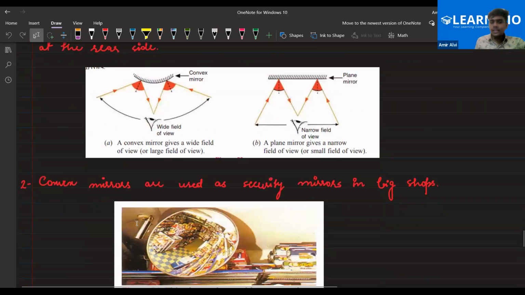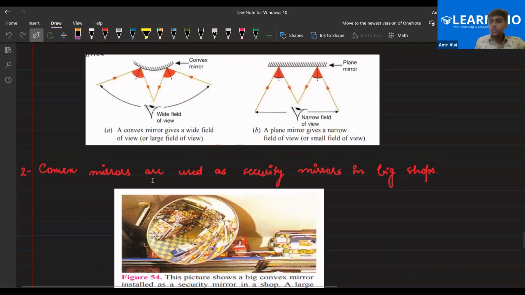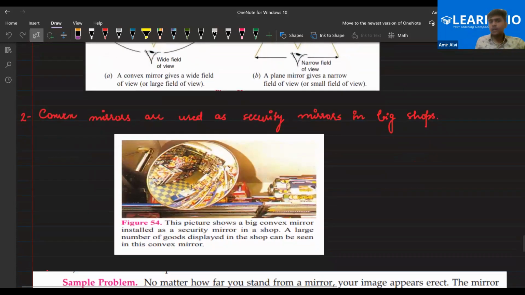Yes, sir. Next, convex mirrors are used as security cameras in big shops. You must have seen that those who are not able to afford CCTV cameras and LCDs to monitor everything install a very big convex mirror at the corner of the shop. As you can see in the image, all the points of this shop are covered in the convex mirror. It means that all the activities can be monitored using a single mirror itself. Is this clear?